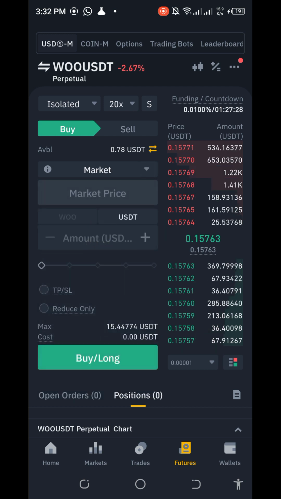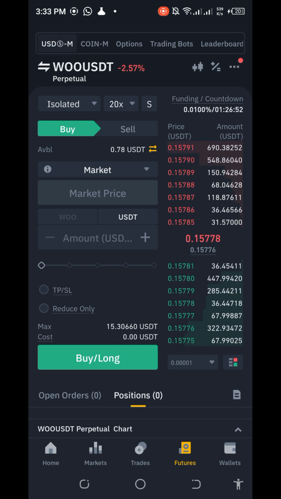What if your Binance futures trade is on this market order? What does it mean? It means that if you're on this market order now, look at the price of WU USDT, it is maintaining 0.59 to 0.60. Look at the price here. This is the price of WU now, the current market price.